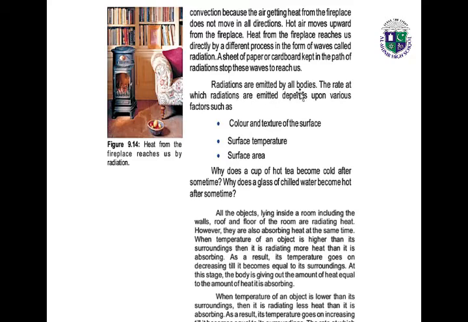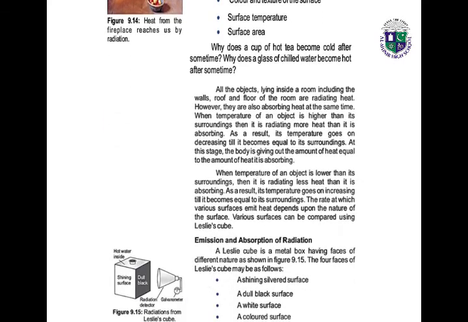Radiations are emitted by all bodies. The rate at which radiations are emitted depends upon various factors like color and texture, surface temperature, and surface area. Then why does a cup of hot tea become cold after some time? All the objects lying inside a room, including the wall, roof and floor of the room, are radiating heat. They are also absorbing the heat at the same time.